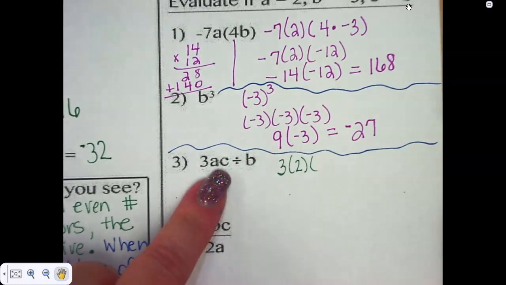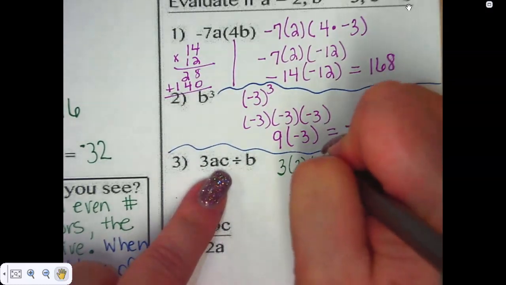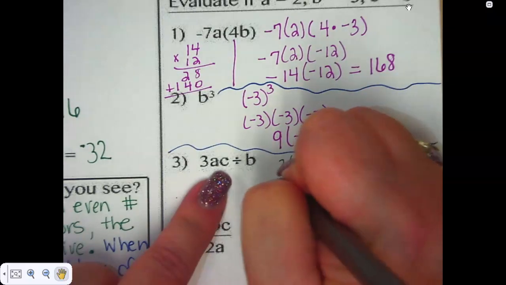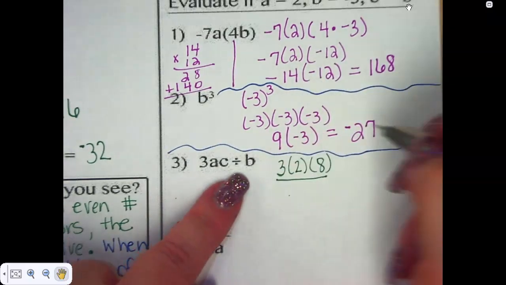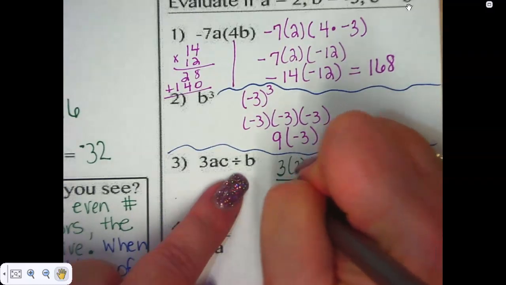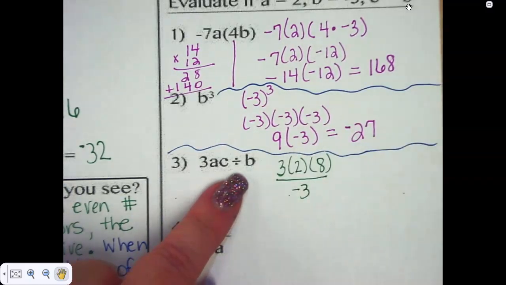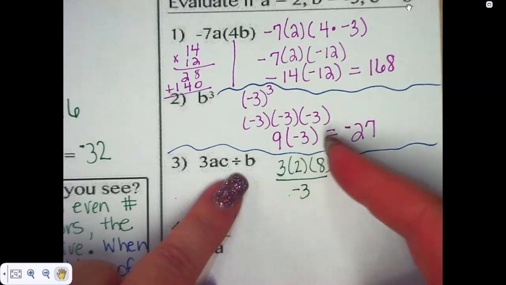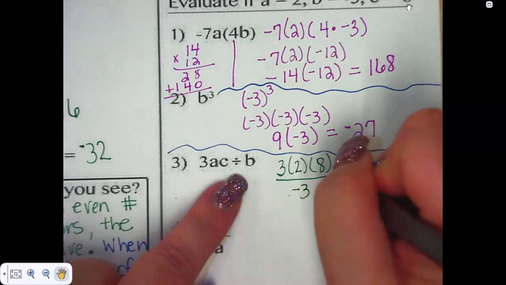Look up at the top. What number is the C? 8. And then we're going to divide that by B, and what is B? Negative 3. So when you have problems set up like this, you do the top, you do the bottom, and then you do the dividing. So let's do the top.